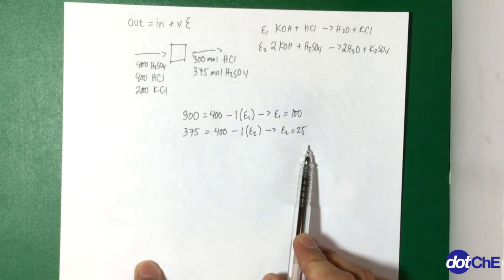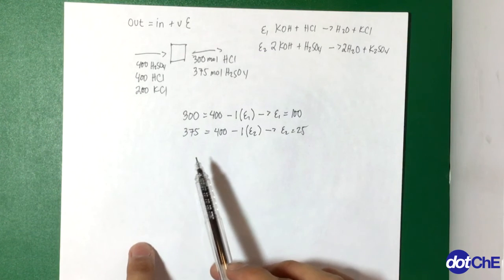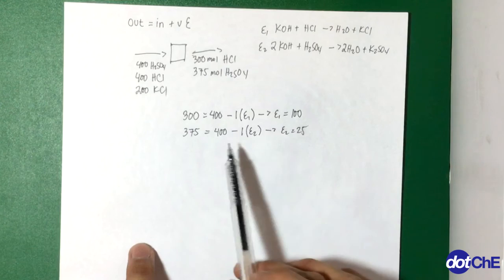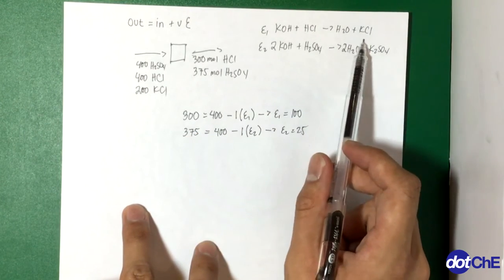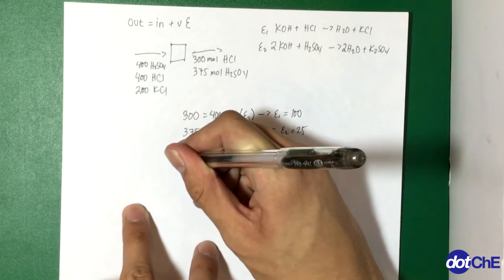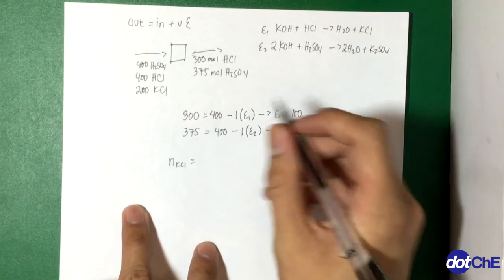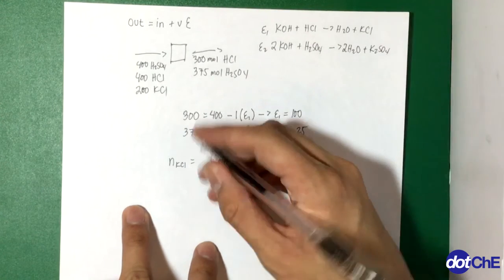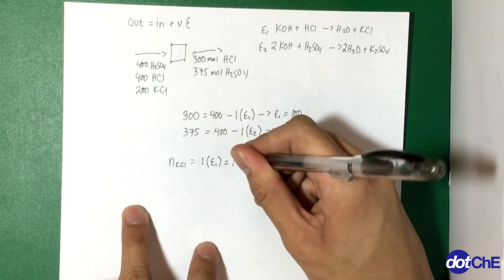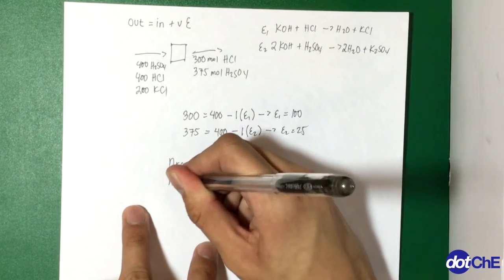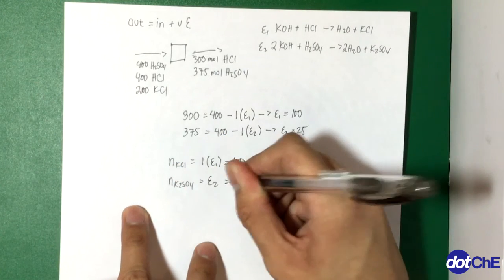Now, we're going to calculate for the KCl next. So we know that KCl is only generated using the first reaction. So N_KCl is equal to 0 plus the stoichiometric coefficient, which is 1, multiplied by the first extent, which is 100. Then we do the same for K2SO4, which is equal to the second extent, which is 25.